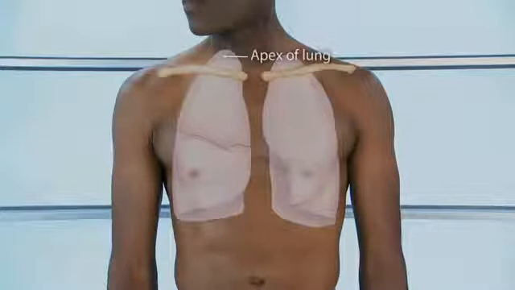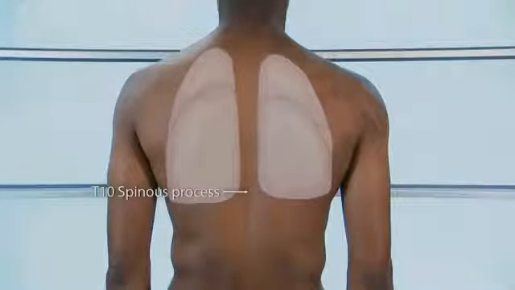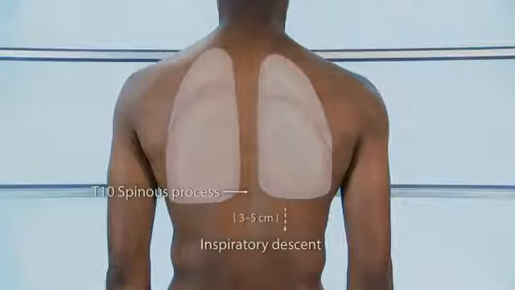Anteriorly, the apex of each lung usually rises 2 to 4 centimeters above the inner third of the clavicle. The lower border of the lung crosses the 6th rib at the mid-clavicular line and the 8th rib at the mid-axillary line. Posteriorly, the border of the lung lies at about the level of the T10 spinous process. On inspiration, it normally descends 3 to 5 centimeters further down.